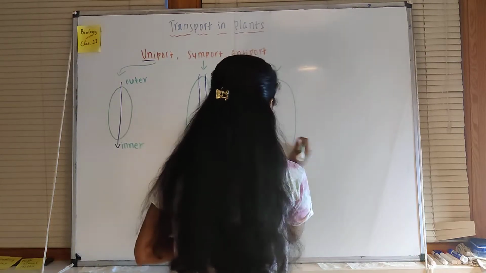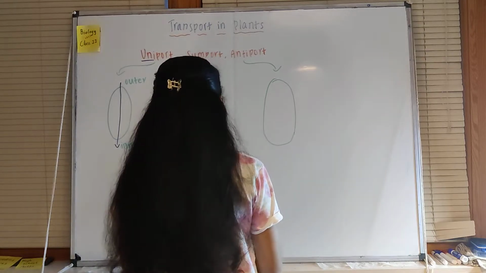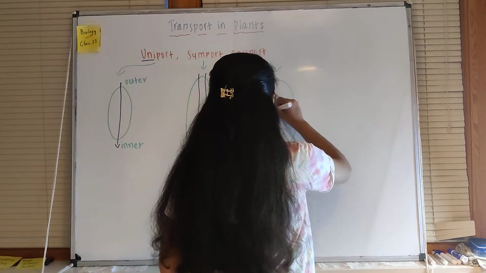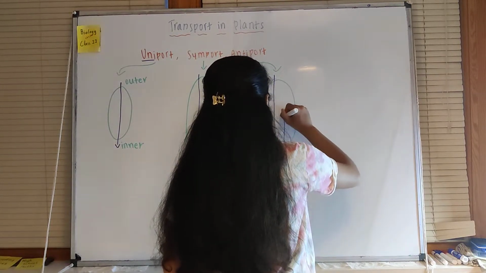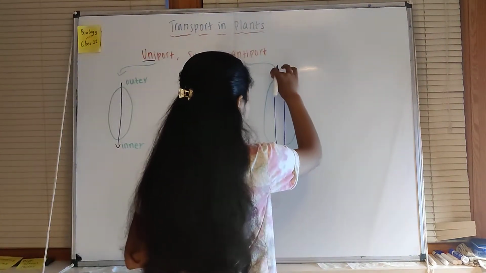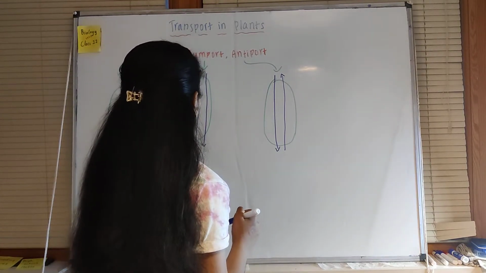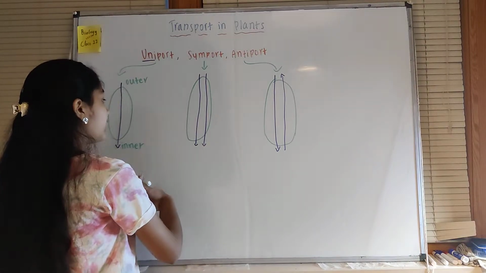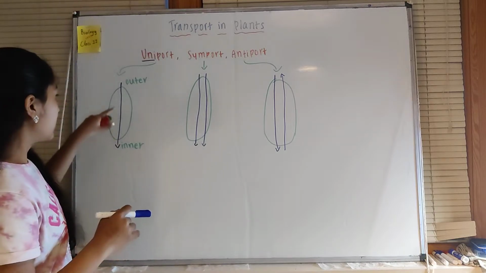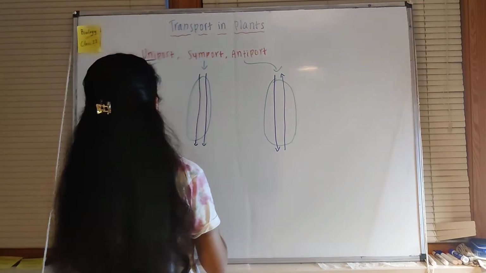Again we have a carrier protein. Here there will be two particles which travel in opposite directions. One goes this way and another one goes the other way, so it's bidirectional: one goes from the outer to the inner side and the other goes from the inner to the outer side. In symport, both particles move in the same direction. In uniport, only one particle moves in one direction. So that's why it's known as uniport, symport and antiport.